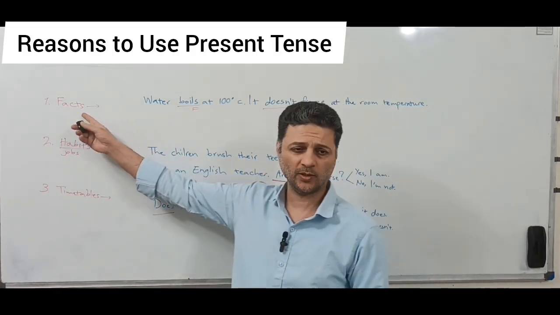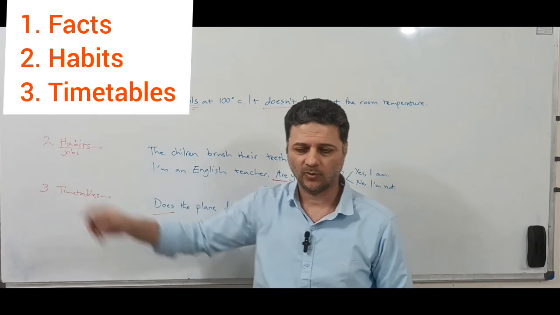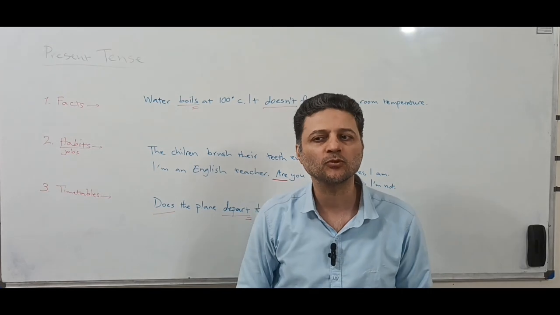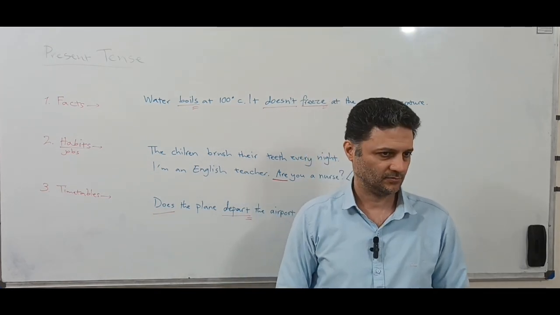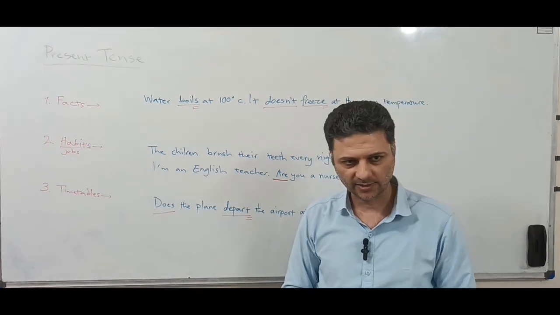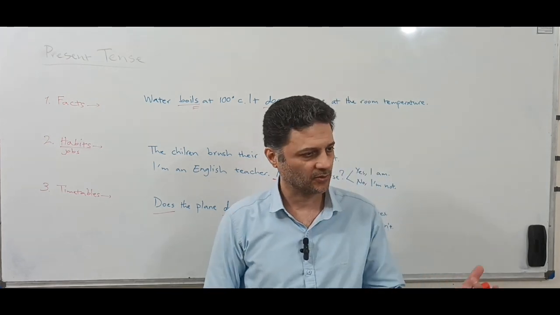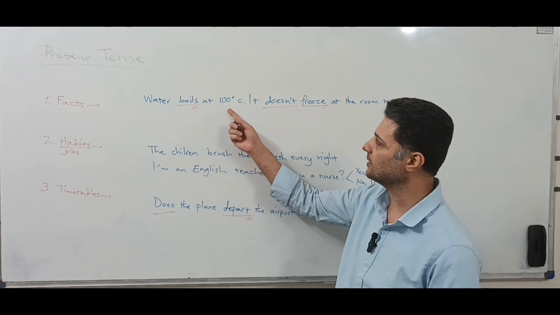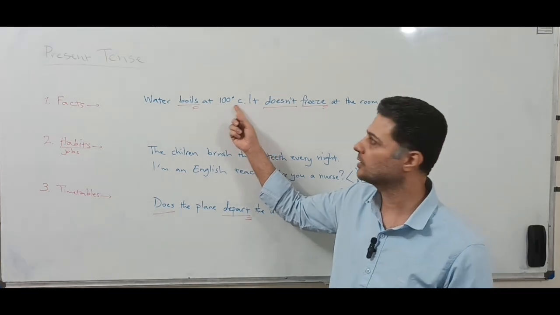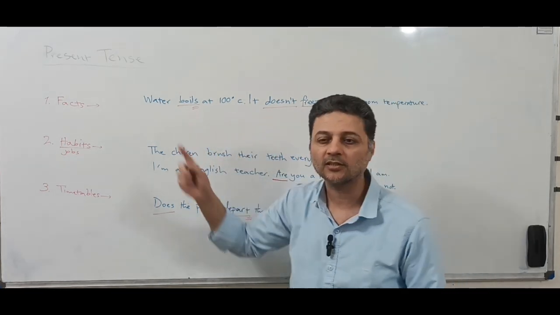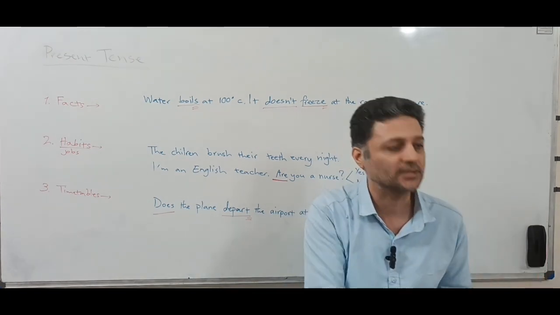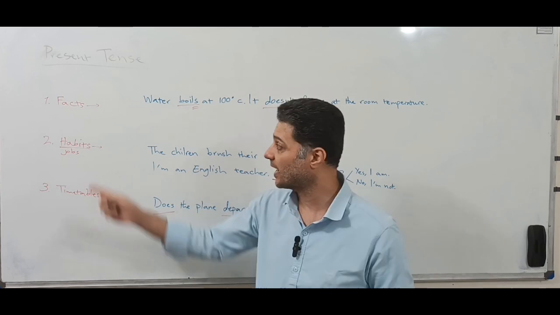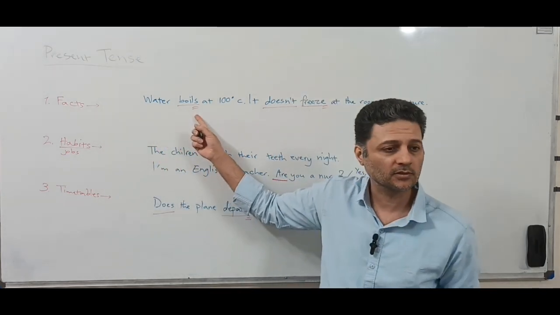First of all, I start with facts. Whenever you're about to give information that is already proven by science, that our knowledge tells us or approves of as something quite scientifically proven. Like what? For example, water boils at 100 degrees centigrade. We use present tense, not present continuous tense, or, for example, present perfect tense. We don't use that for facts. For facts, we only use present tense.